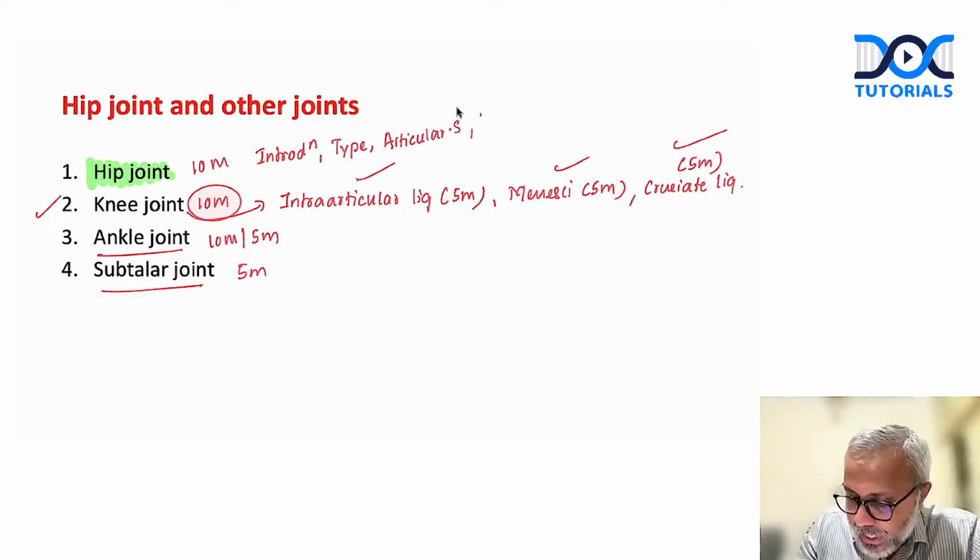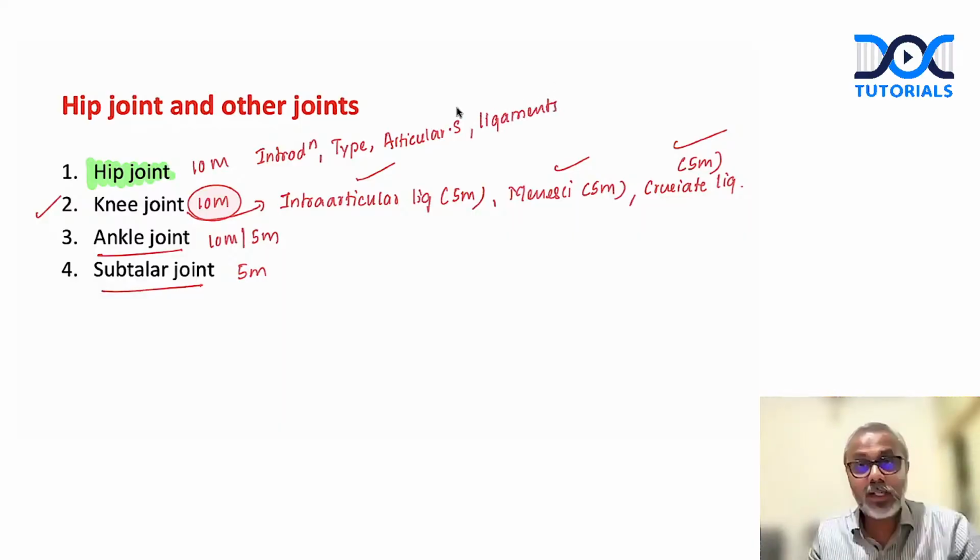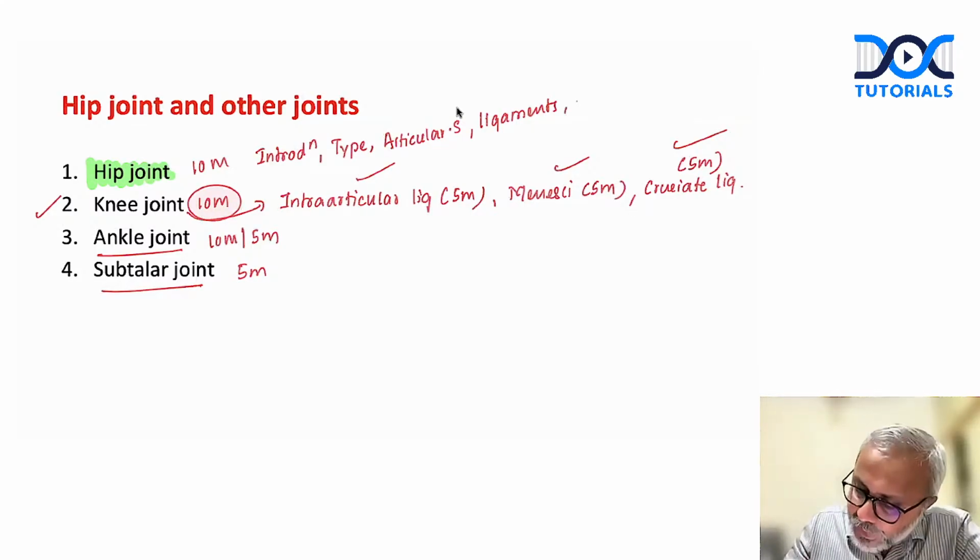Then we can list and describe the ligaments. Done. Most of the time, these headings are given. If the headings are not given, this is how we should write. Okay, ligaments. Then we need to talk about the movements and the muscles responsible for these movements.